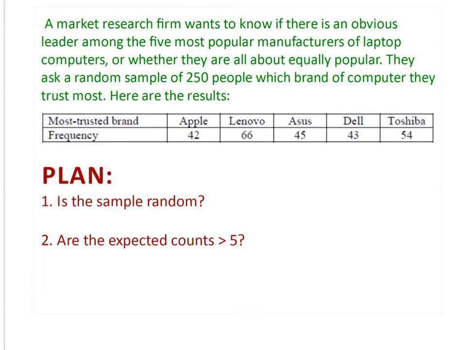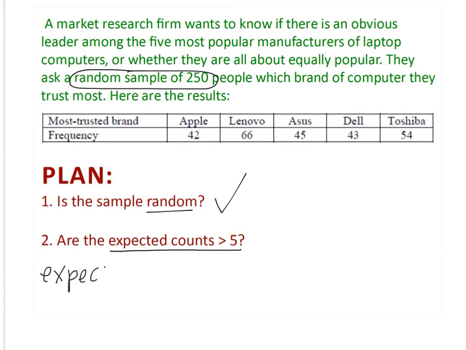So then we get to the plan step. Well, the first one is the sample random? It says random sample of 250, so check. The second part of the plan, are all the expected counts greater than 5? Well, how I find my expected counts equals the sample size times the probability that they're all equal, or the probabilities given to us in the problem.